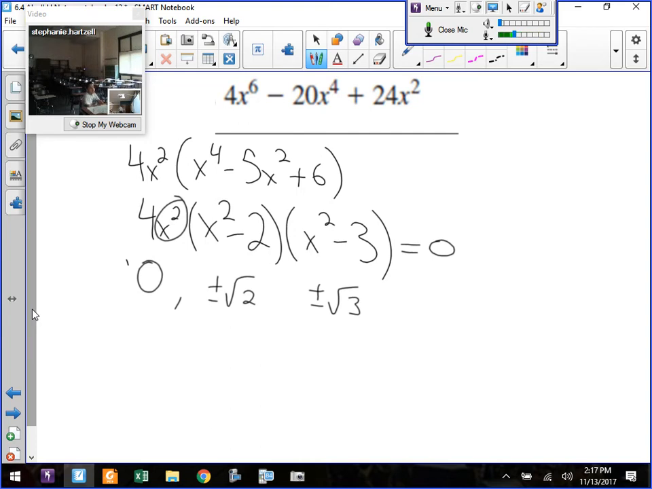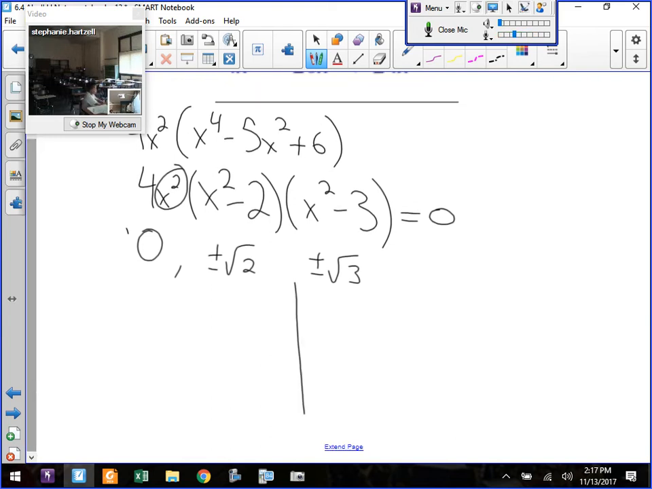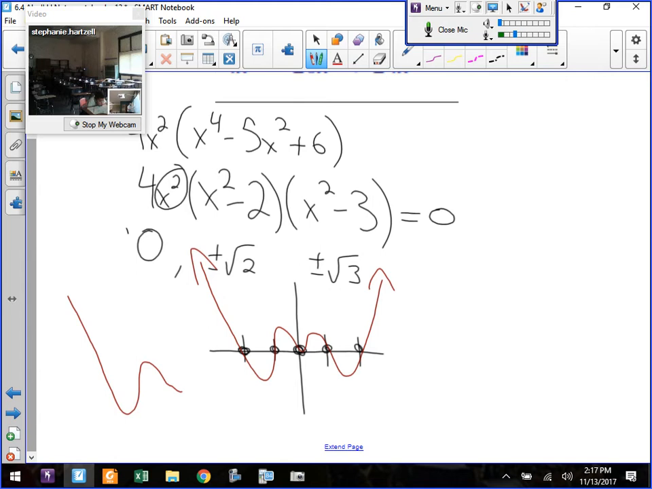So this one here has 4x to the 6th. That means I'm up, right? Because it's positive and the degree is even. I have zeros at 0, negative root 2, negative root 3, root 2, root 3. So if these are my zeros, by graphing it via the tails, I know it has to come down through here, come back up, and change direction. My graph has to look like that because it changes direction at the 0.